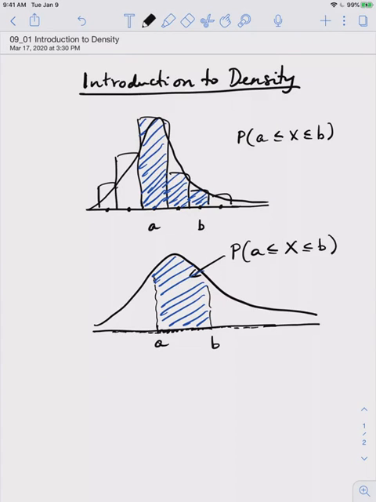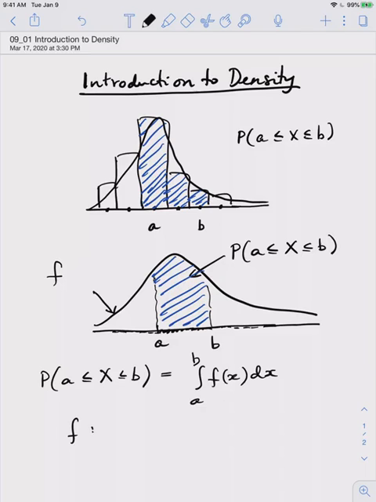So if this function is called f, then what we have said is that the probability that your random variable is in the range A to B is the integral from A to B of the function f. f is called the probability density function of the random variable X.